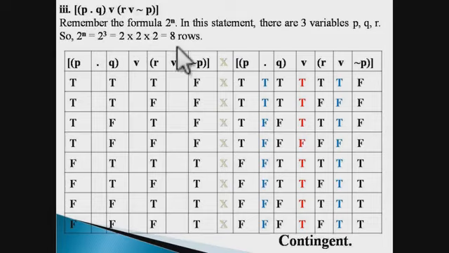So which means that we're going to have 2 raised to the power n, which will be 2 raised to the power 3. And then we'll have 2 times 2 times 2. 2 times 2, 4. 4 times 2, 8. We're going to have 8 rows. That's why we're having row 1, row 2, row 3, row 4, row 5, row 6, row 7, row 8. There are 8 rows here.